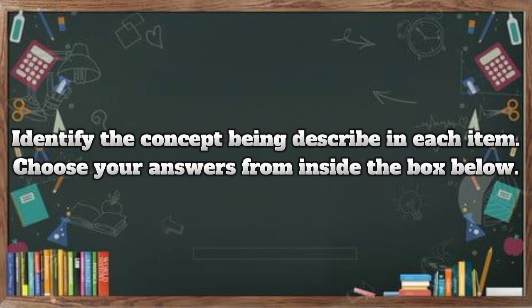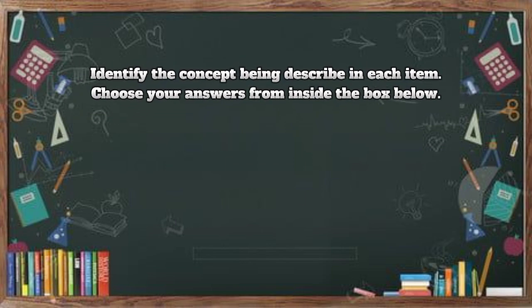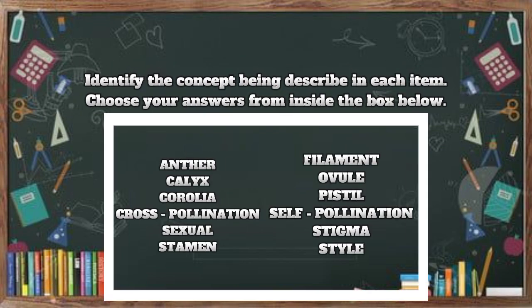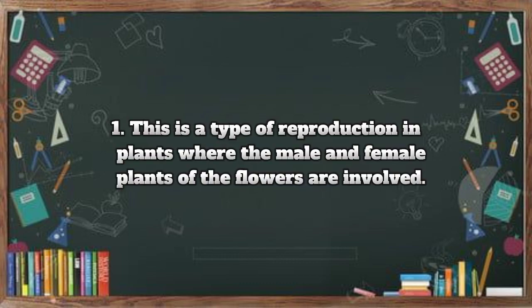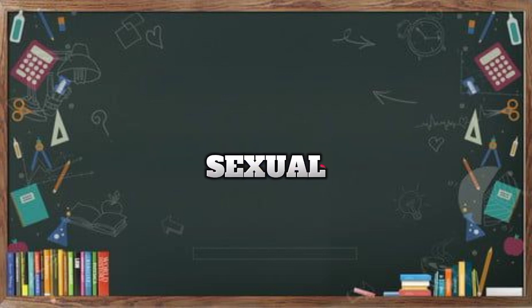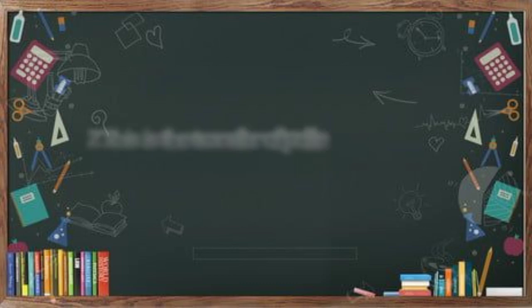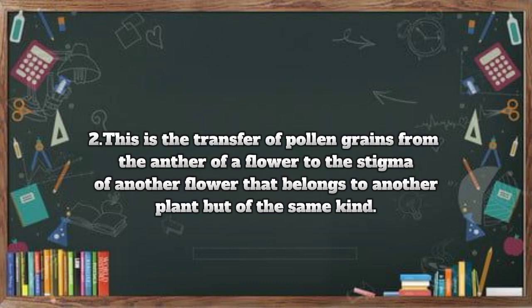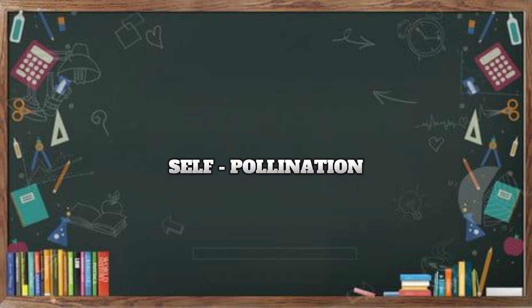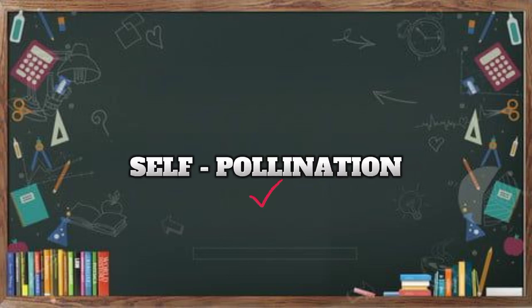So now, let's try this activity. Identify the concept being described in each item. Choose your answers from inside the box below. Number 1. This is a type of reproduction in plants where the male and female parts of the flowers are involved. If your answer is sexual, you are correct. Number 2. This is the transfer of pollen grains from the anther of a flower to the stigma of another flower that belongs to another plant but of the same kind. If your answer is self-pollination, then you are correct.